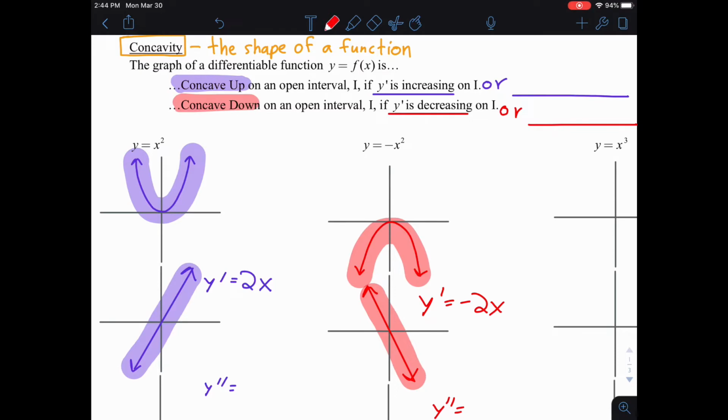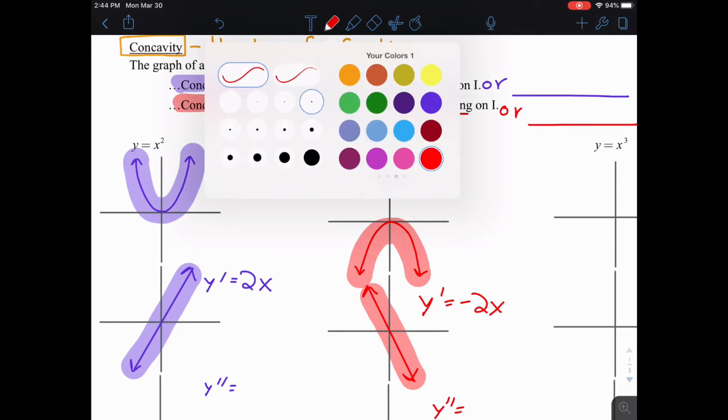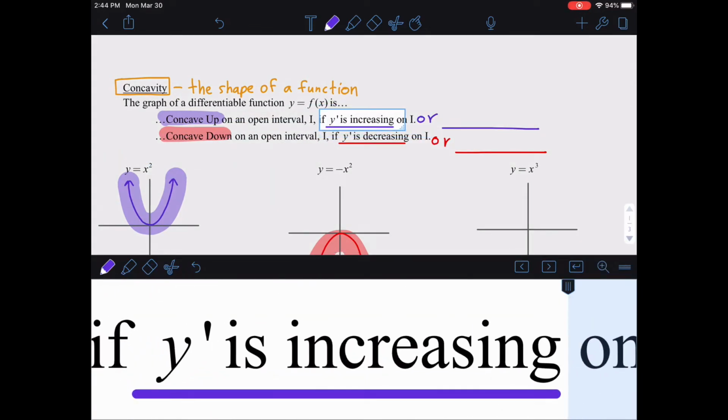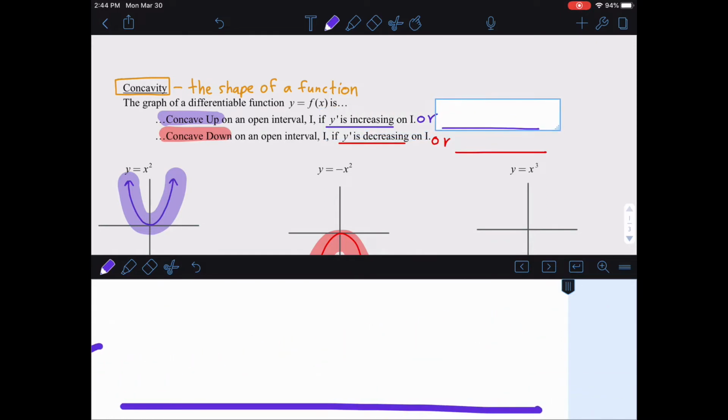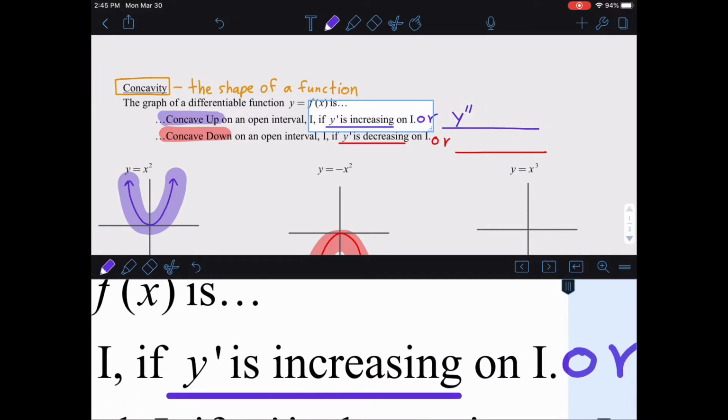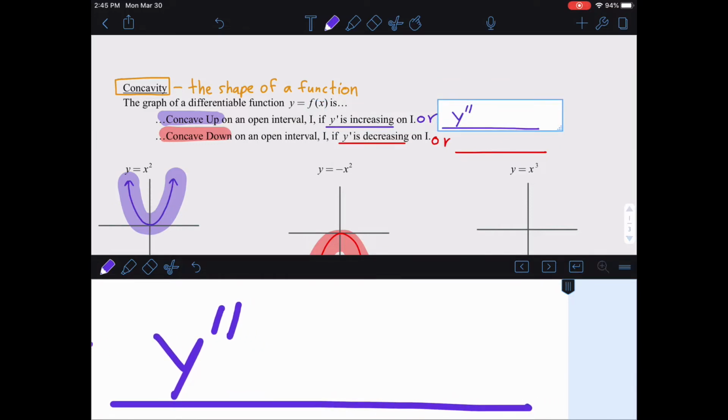But here's the thing. We know that we can use the first derivative test to determine where a function is increasing or decreasing. So if I apply that to y prime, and this is where things get a little bit weird, what's the first derivative of y prime? Well, we call that y double prime. Y double prime is the first derivative of y prime. And if I want to know where y prime is increasing, then its derivative, y double prime, has to be positive.